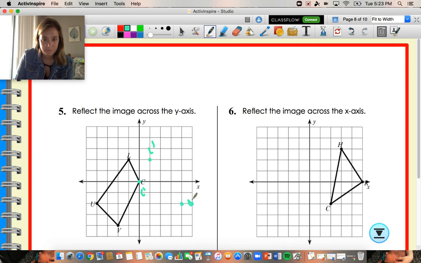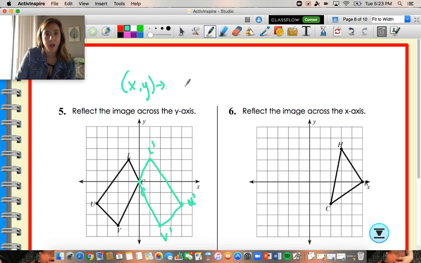U prime. And 1, 2, 3, I'm sorry, 1, 2. B prime, and then I'm going to go ahead and connect it. You know what, I'm going to write the coordinate for fun. What happened? My x became opposite and my y stayed the same.